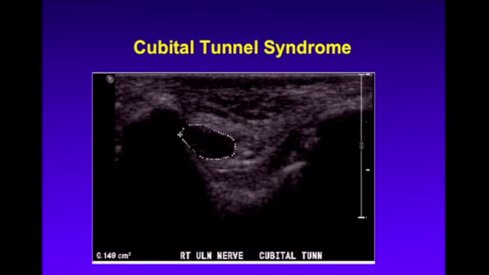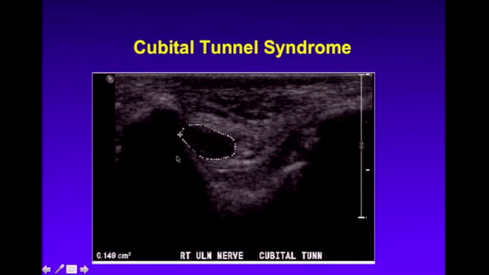Here's another patient who also had an enlarged nerve. And notice not only is it bigger, and we usually use 0.09 square centimeters as a rough guideline for this nerve as well. Not only is the nerve bigger on this side, but we can also see that it's lost its fascicular pattern.